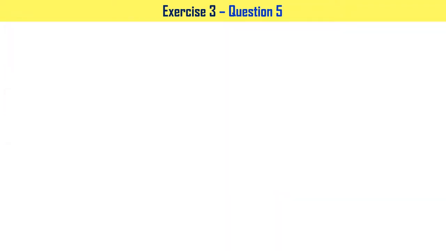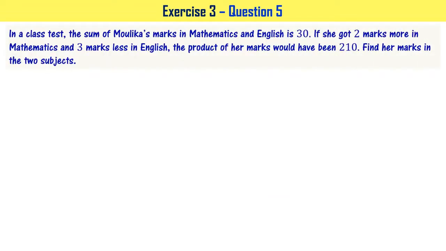Question number 5 is, in a class test, the sum of Maulika's marks in mathematics and English is 30. You look at this. The sum of the marks in mathematics and English is 30. If she got 2 marks more in mathematics and 3 marks less in English, the product of her marks would have been 210. Find her marks in the two subjects.